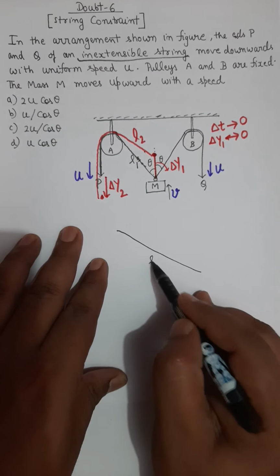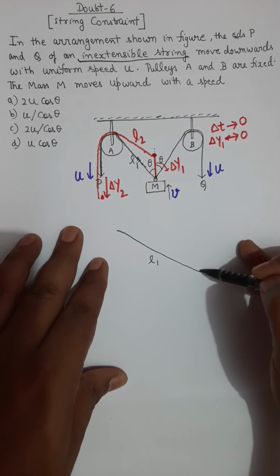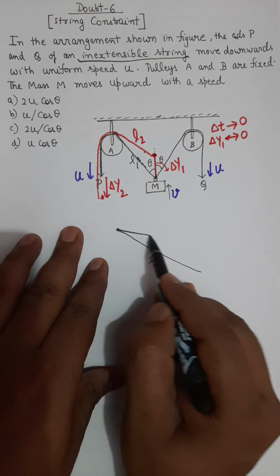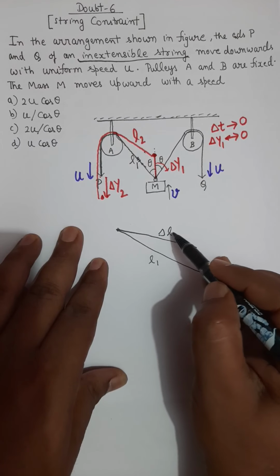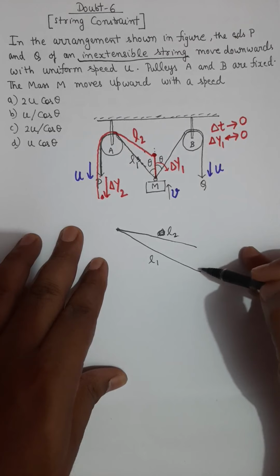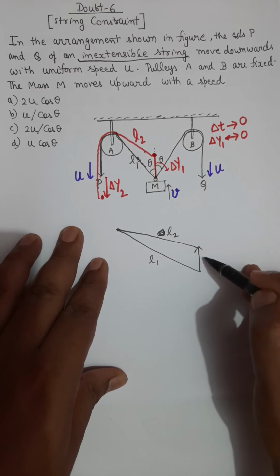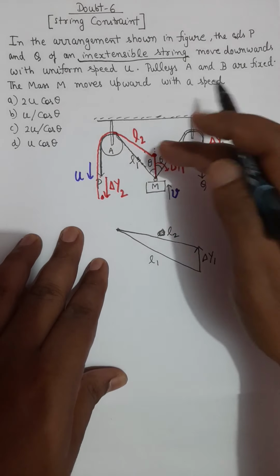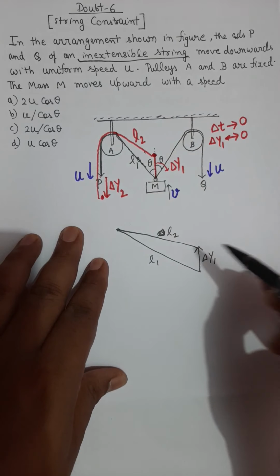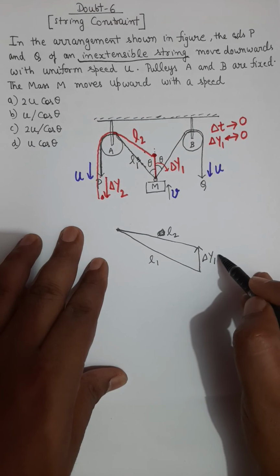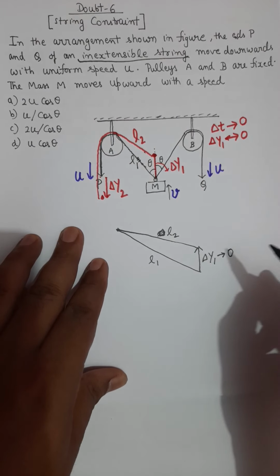Let's say this segment was L1, then the new segment is L2, and this distance is delta Y1. This is the same diagram. Notice that delta Y1 is tending to 0, that is a very small length.